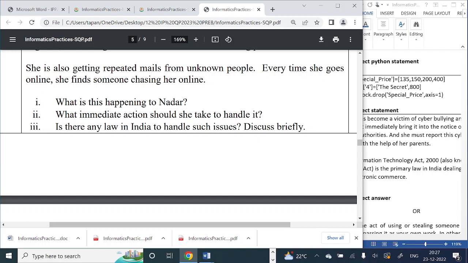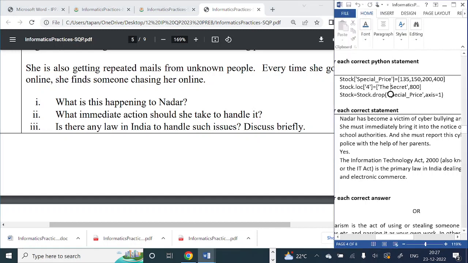And what immediate action should she take to handle it? She can report it online. Also, she can report it in the cyber cell. Is there any law in India to handle such issues? Discuss briefly. Yes, the IT Act 2000 is there. So you can see the answer here.